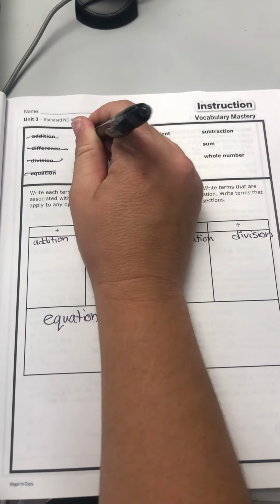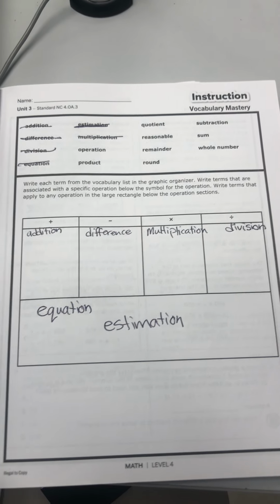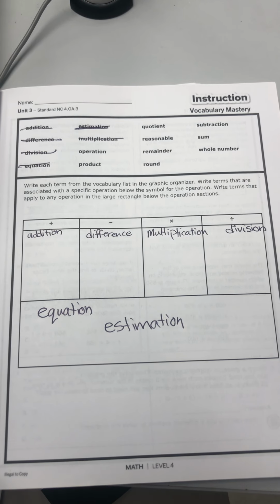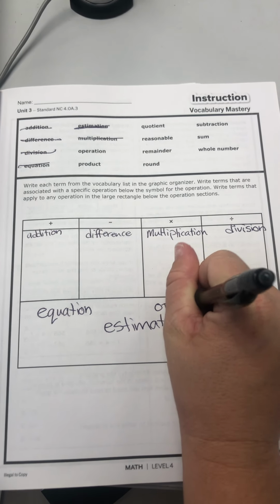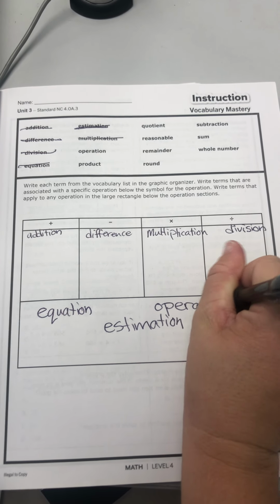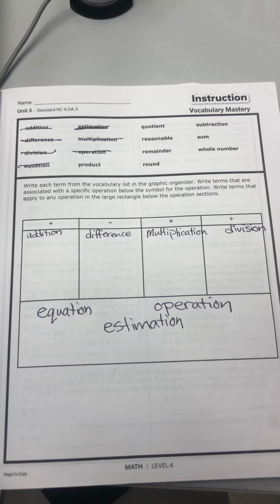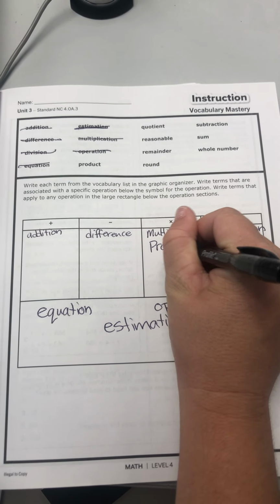All right, then we go to operation. Well, any of these can be an operation. Big box. So that would go to the bottom box. The big box. Little box, cardboard box. Operation. All right, then we have product. That goes in multiplication. Product.